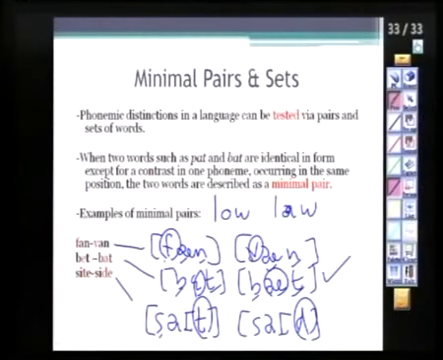Let's see. Let's transcribe. Let's look at this. How do you transcribe low? Low. How do you transcribe law? Law. So they are identical except for one sound. So it's a minimal pair. Other examples? Sad and sat. Sad and sat, yes. They are identical in form except for the sound /t/ and /d/.